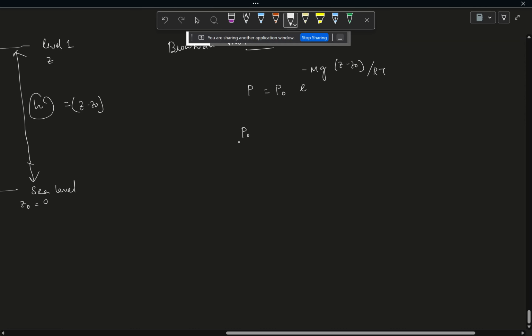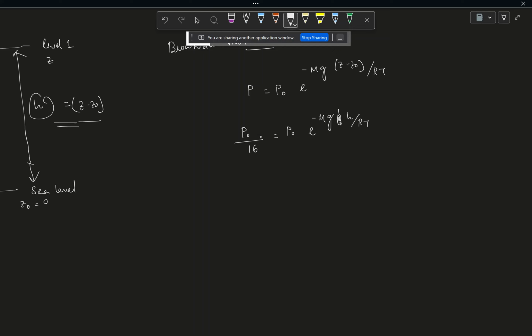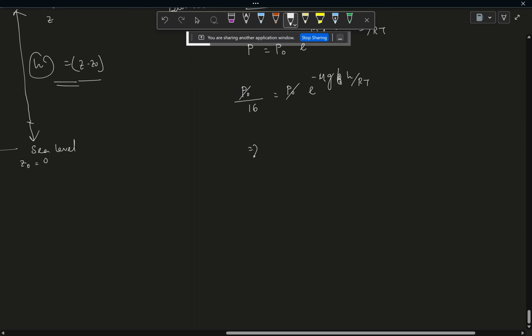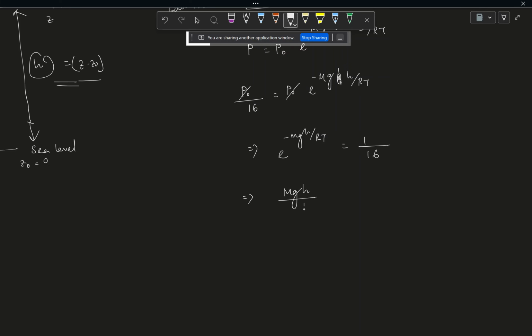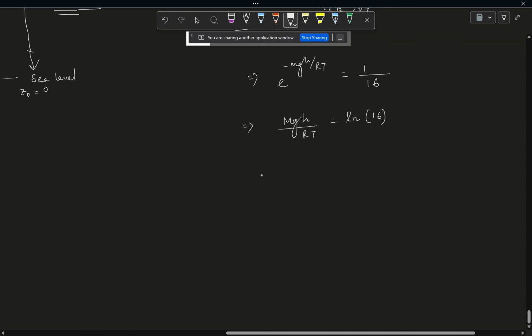So you have been given the information that P at that level is basically P naught by 16. So P naught by 16 is equal to P naught e to the power minus mg. Now because we have redefined this z minus z naught as the height of the level from sea level, as h, we directly write it as mgh by RT. So P naught and P naught cancel out. So you have e to the power minus mgh by RT equal to 1 by 16. So you can rearrange so that now mgh by RT is equal to simply ln of 16, right?